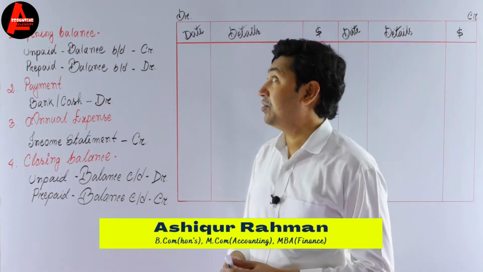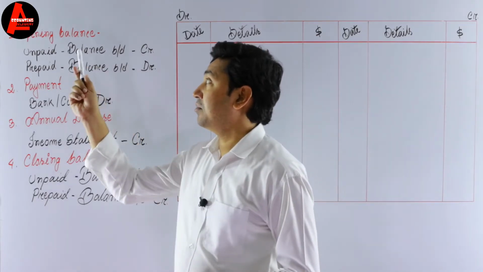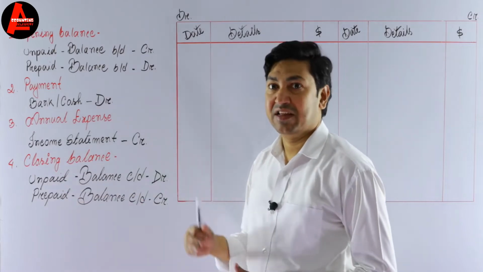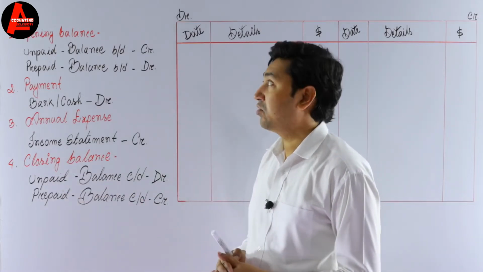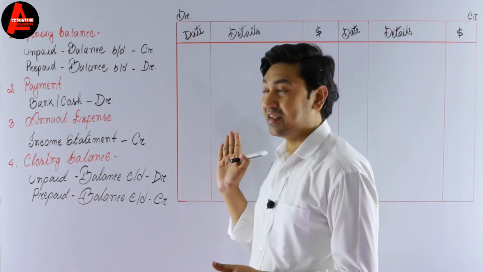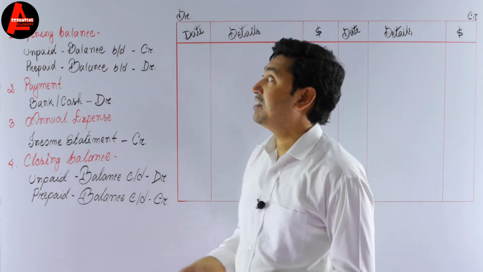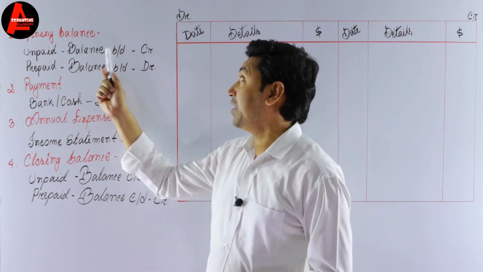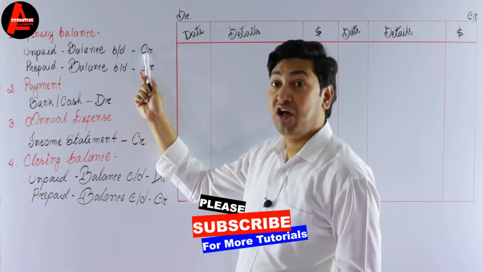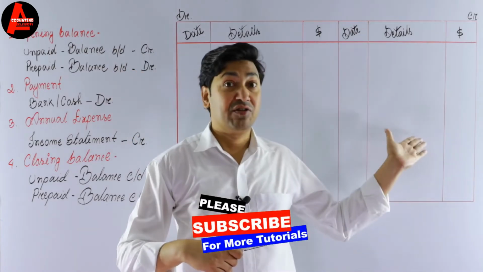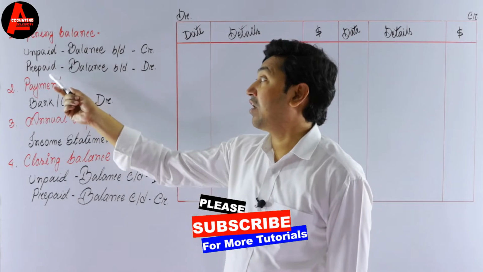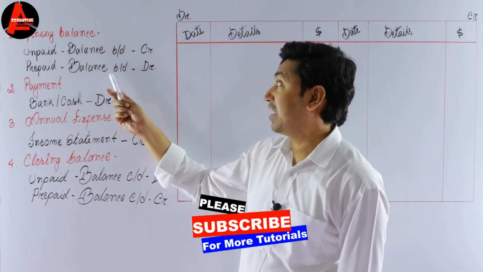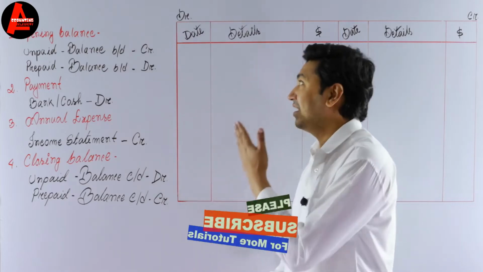Look here, we have four items: opening balance, payment, annual expense and closing balance. These four items will be included in this electricity account. If we see any unpaid balance at the beginning of the financial period, it will be recorded as balance b/d on the credit side. If you see any prepaid or advance expense on the first day of the financial period, it will be recorded as balance b/d on the debit side.